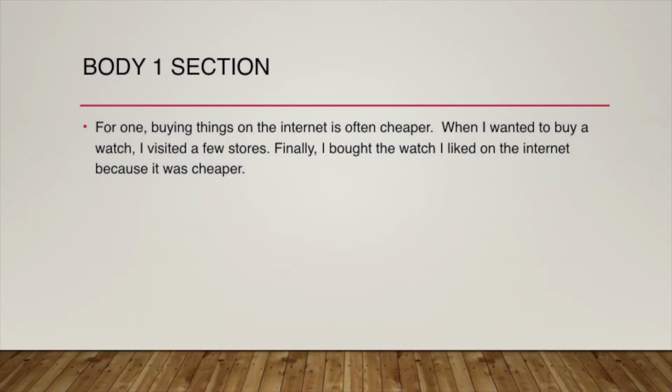Body 1 section. For one, buying things on the internet is often cheaper. When I wanted to buy a watch, I visited a few stores. Finally, I bought the watch I liked on the internet because it was cheaper. Start by giving the first reason why you took the position you stated in the introduction section. In this case, I picked up cost for the first reason. Start by stating the first reason in a short, direct, simple sentence. In this case, for one, buying things on the internet is often cheaper.